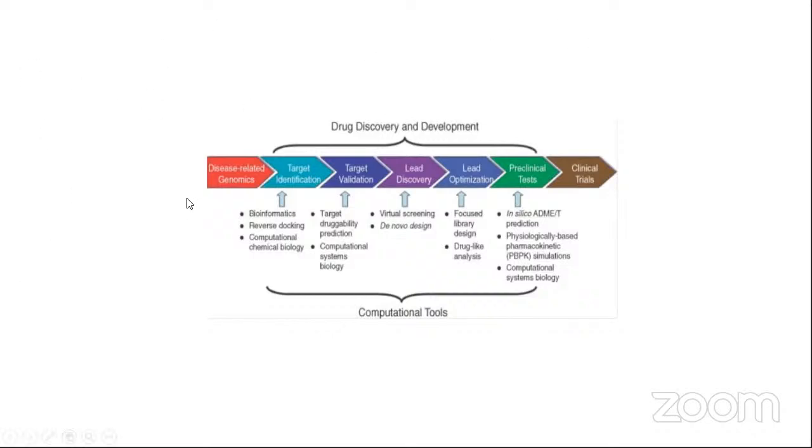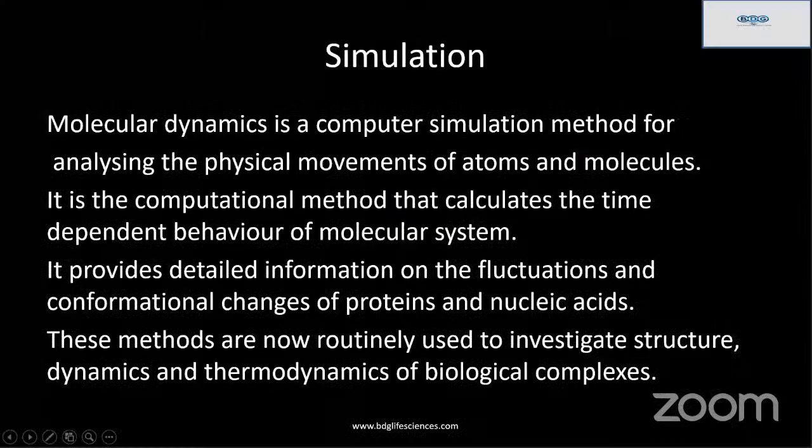Okay. So this is the drug discovery pipeline: start, target identification, target validation, lead discovery, lead optimization, preclinical test, and clinical test. We start with target identification, then validate the target. Sometimes it is needed to validate the target if the PDB file is not complete. And then we go for lead discovery, lead optimization, and test.